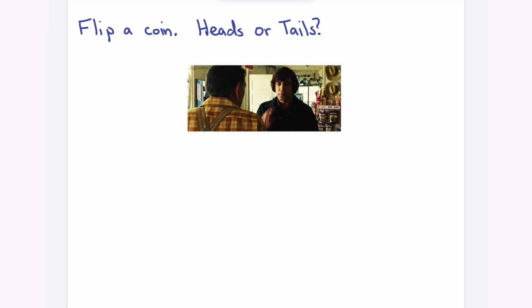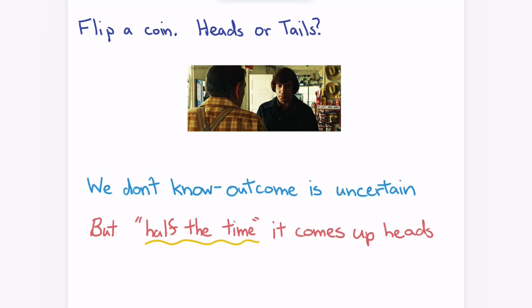So, if I flip a coin and say it's in the air, and I say, okay, is it heads or tails? What would you say? Well, I guess what I meant to say is you don't really know if it's going to be heads or tails, right? The outcome at that moment in time is uncertain. You might say something like, oh, it's going to come up heads half the time. This is something we say all the time, right? I think you're very comfortable saying that it'll come up heads half the time. Okay, I think there's no ambiguity there.